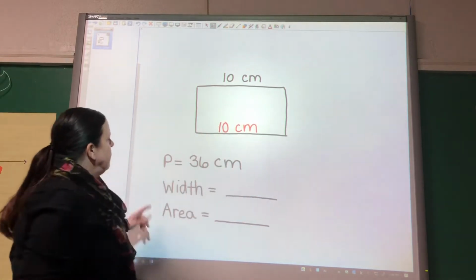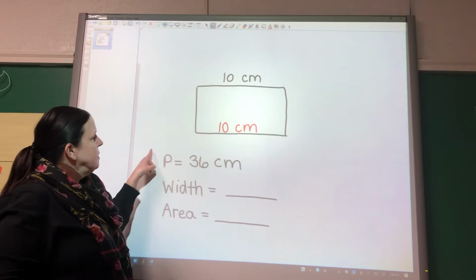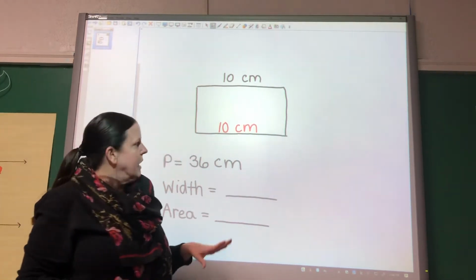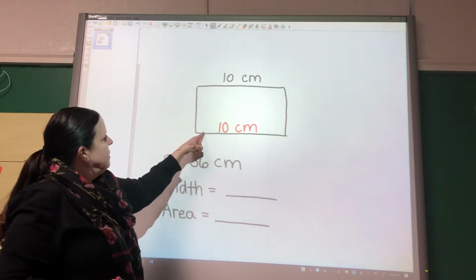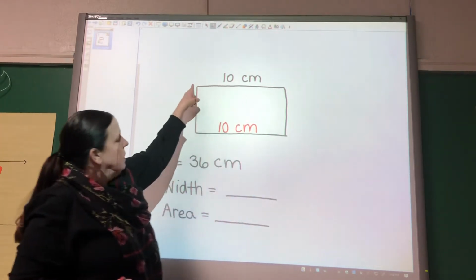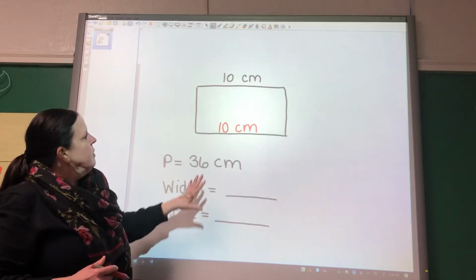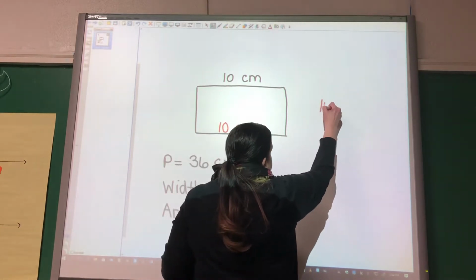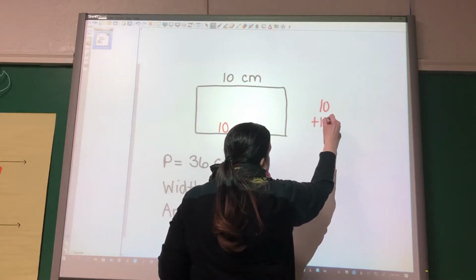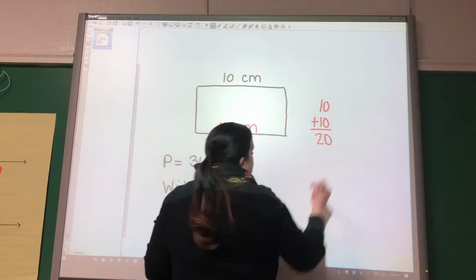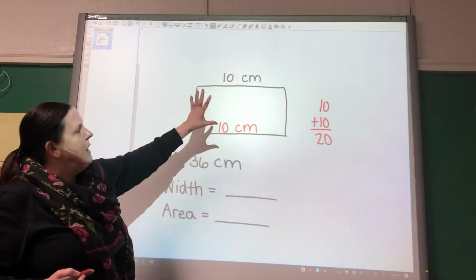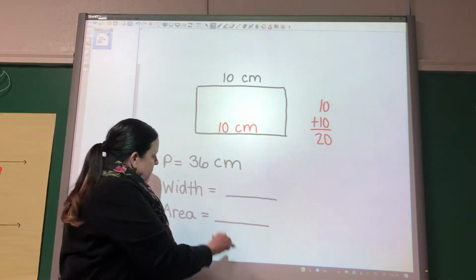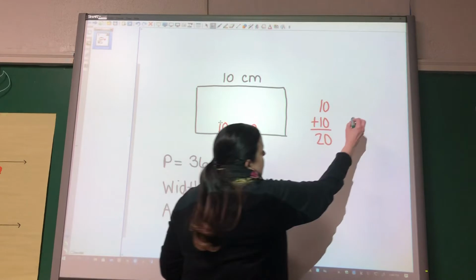So using that information and our perimeter, we can figure out the width and then we can figure out the area. So remember, perimeter is all the way around our shape, all the sides added together. So what we have to do first is add the 2 sides that we do know. So 10 plus 10 is 20. So right now we have 20 centimeters. So we got to figure out what's left. So we're going to take our 36 and we're going to subtract our 20.